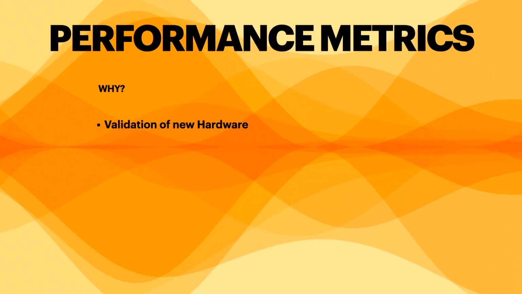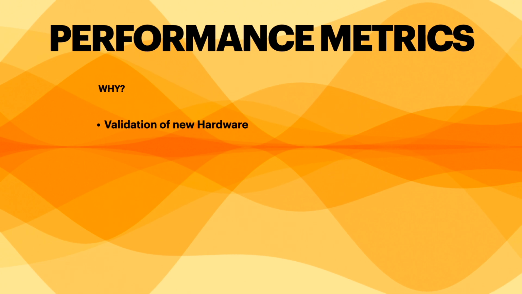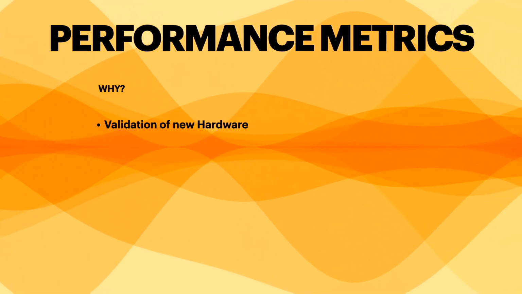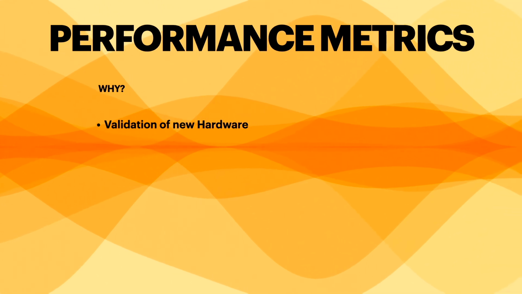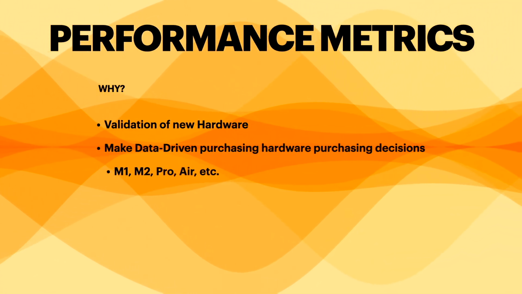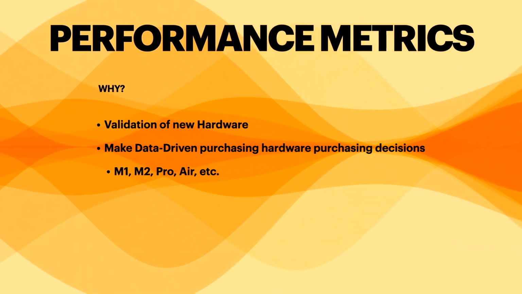Obviously, validating new hardware. Apple have released their Apple Silicon devices. I'm not sure if you've heard, been around for a little while now. But we can make some data-driven hardware purchasing decisions, decide whether we want M1s, M2s, whether we need Pros, whether we need Airs, those kinds of things.